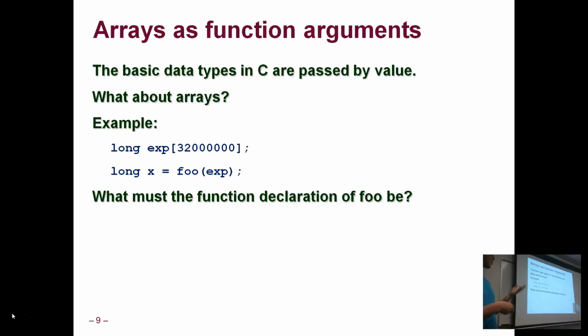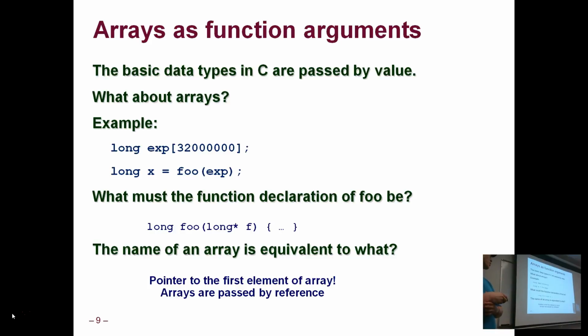So when you do something like this, the first thing is, what is the function declaration of foo? What must be foo's return value? A long, because it's being assigned to a long. And what is its function argument? It would be the type of the argument that this function takes in. A long star. Because when you use exp by itself, it's an address. It's the address of the first element. So it's basically a pointer to a long. The name of the array is equivalent to a pointer. So you are passing this array by reference, because now the pointer that you pass is an address, and the indices are being done off of the caller's variable.